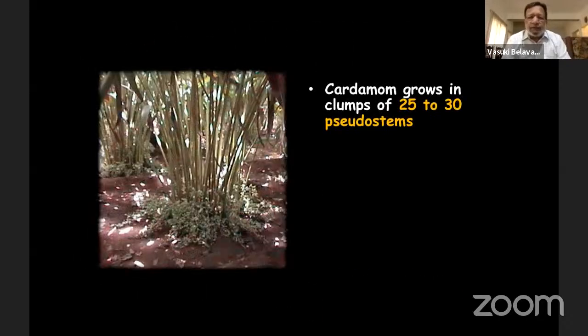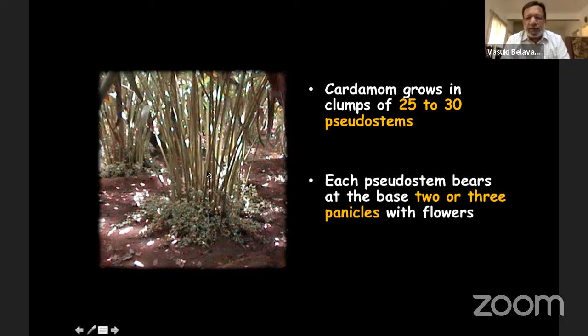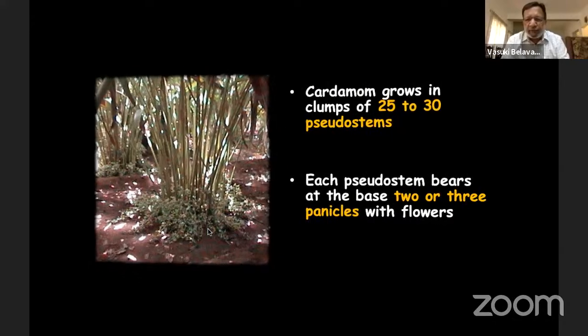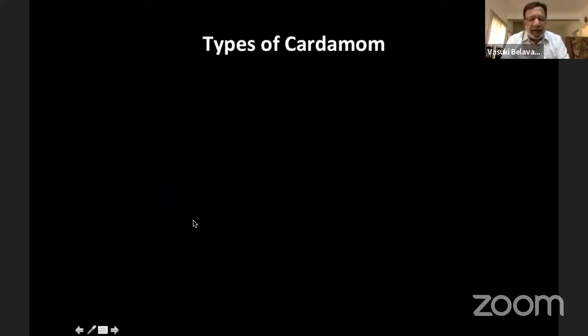Now, it grows in clumps. As I said, the cardamom plant is referred to as a clump of cardamom. It grows in clumps of 25 to 30 pseudostems. Each one is a pseudostem. And at the base of the pseudostem, it bears 2 or 3 panicles. And the panicles bear the flowers, and the flowers turn into capsules. So this is how a cardamom plant looks, if you have not seen the cardamom plant.